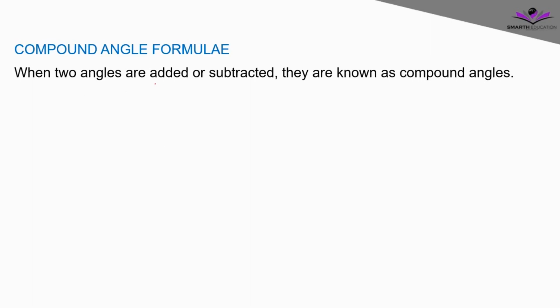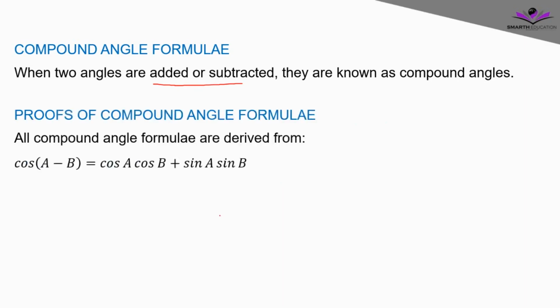When two angles are added or subtracted, they are known as compound angles. All compound angle formulae are derived from this one. Cos A minus B is equal to cos A times cos B plus sin A sin B. Right? This is a compound angle. What did we say? We said when two angles are added or subtracted, they're known as compound angles. So here we've said A minus B. So this is a compound angle.